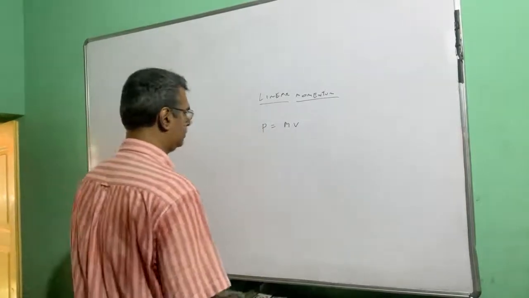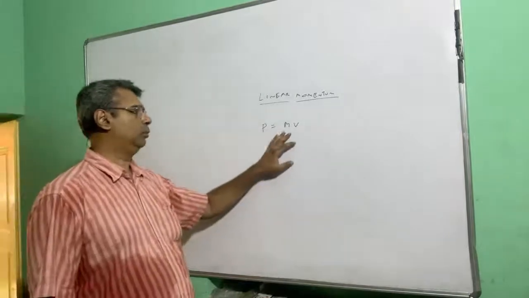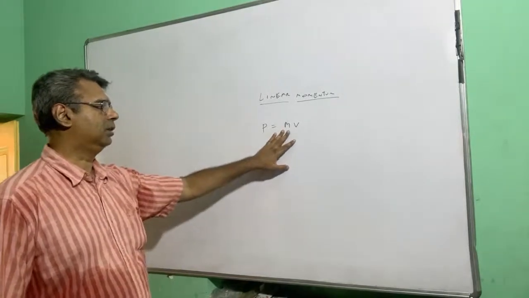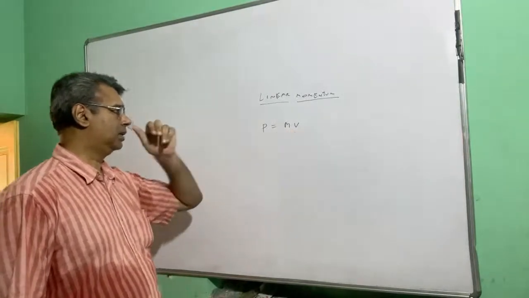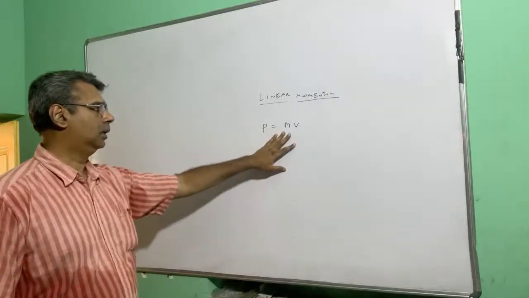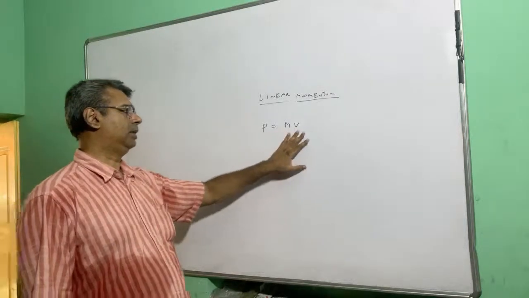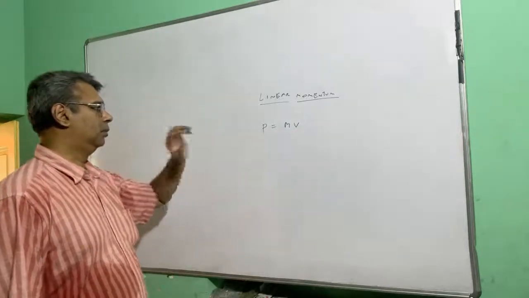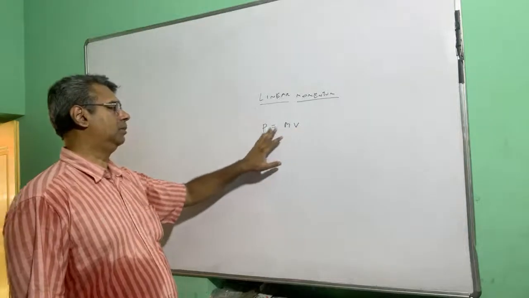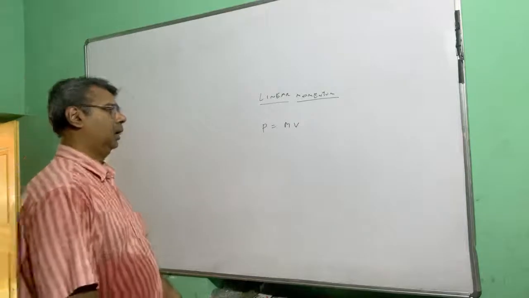You are aware that mass is a scalar quantity, mass doesn't have direction, but velocity is a vector, velocity has got direction. So the direction of momentum will be the same as the direction of velocity. Momentum is mass into velocity, and momentum and velocity both will have the same direction, right?